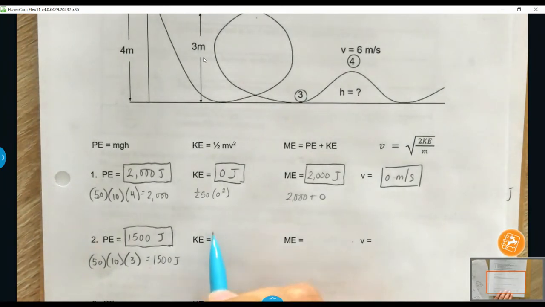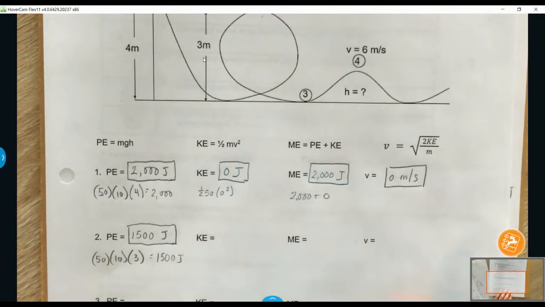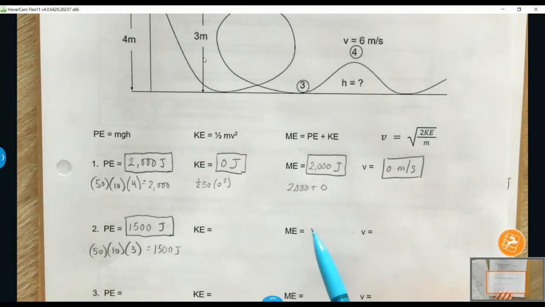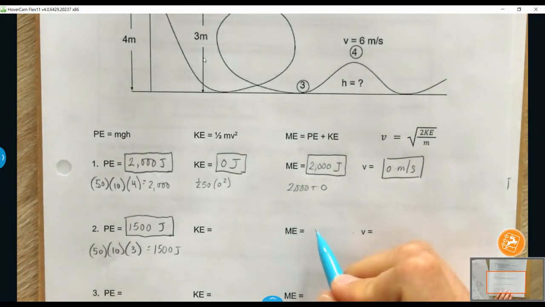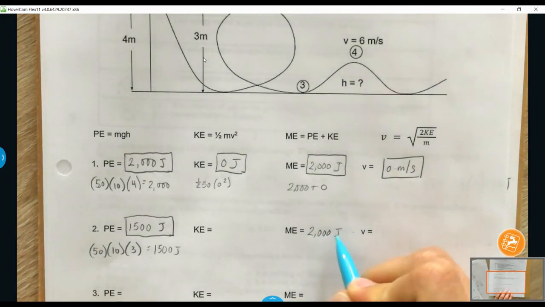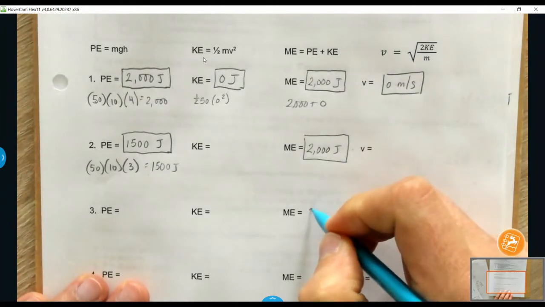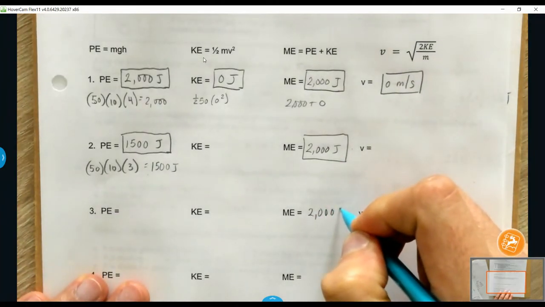Once we have that kinetic energy, well, we don't have velocity, so we can't solve for it there. But what we do know is that the mechanical energy is the same at every single point. So I don't even need to do math for this. I just know that it's going to be 2,000 joules here and at every single other point. So we can just fill those in real quick.